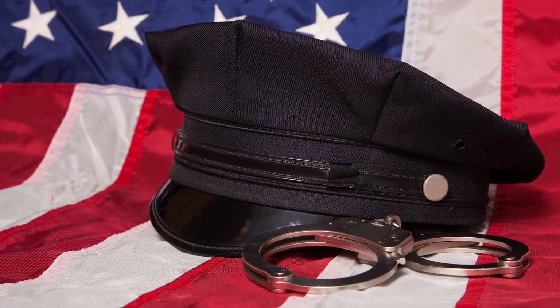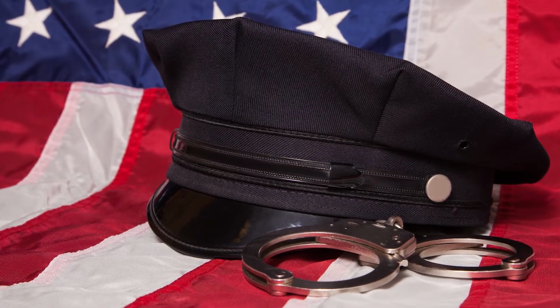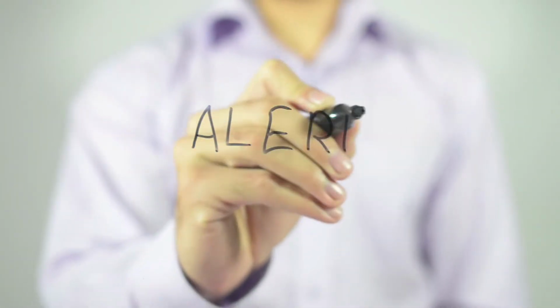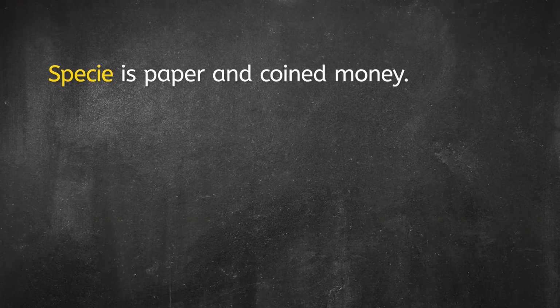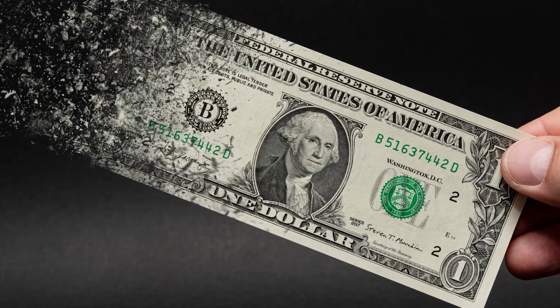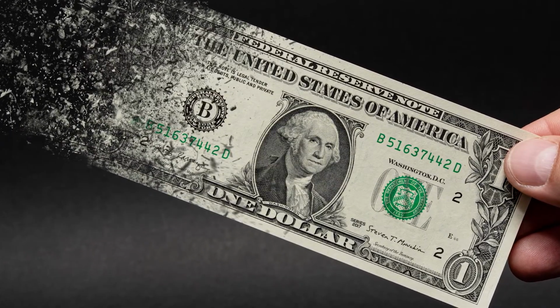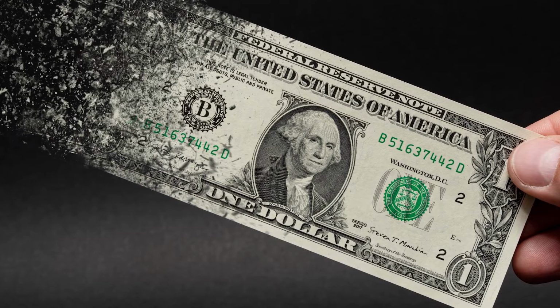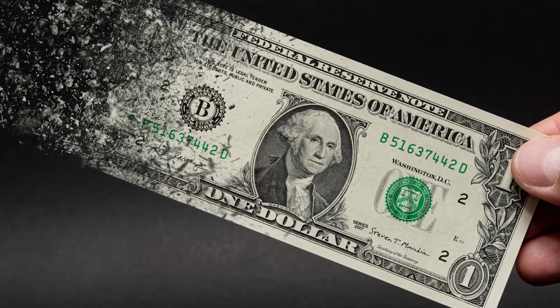Not only that, but the states would still be generating their own specie. Alert! Here's another quick term for your brain bank. Specie is paper and coined money. By allowing states to print their own currency, the agreement rendered the continental dollar almost completely valueless, especially because of the national government's inability to enforce taxes.